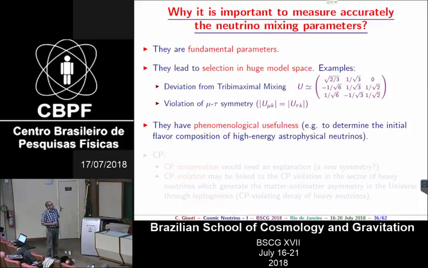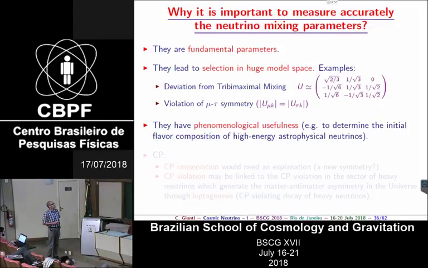Another example is what is called the mu-tau symmetry, in which the moduli of the columns of mu and tau are equal. So if you measure accurately the value, for example, of theta 2-3, and you find it different from maximal, then you can determine that you have a breaking of this mu-tau symmetry. The precise measurement of the neutrino mixing parameters also has phenomenological usefulness, and in the following slides I will give an example of this usefulness.